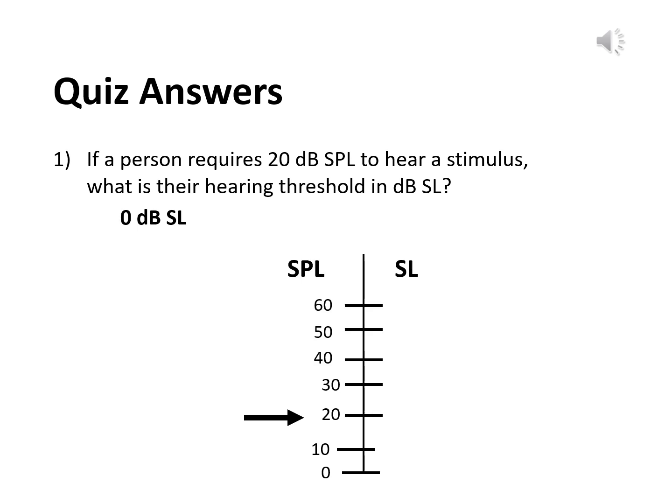Question number 1 asks, if a person requires 20 dB SPL to hear a stimulus, what is their hearing threshold in dB SL? The answer to question 1 is 0 dB SL. This quiz question is similar to example number 1, which we saw in the module, where a person's own hearing threshold is always 0 dB SL.